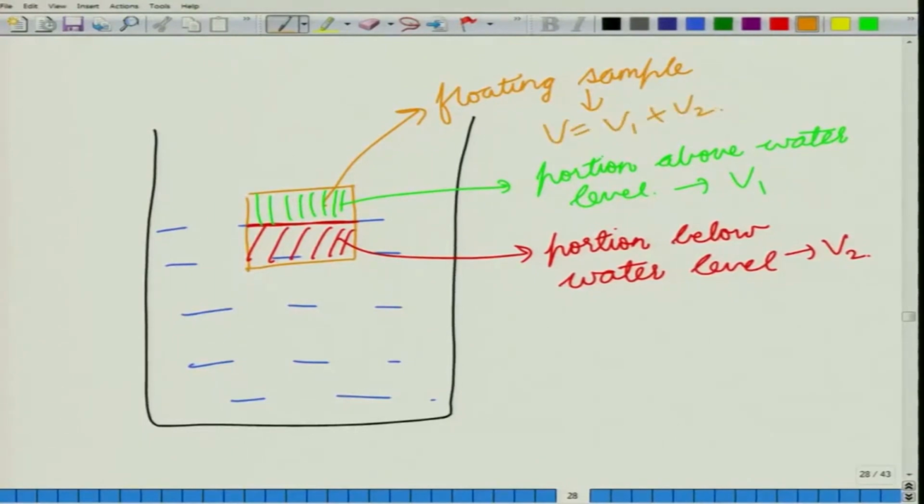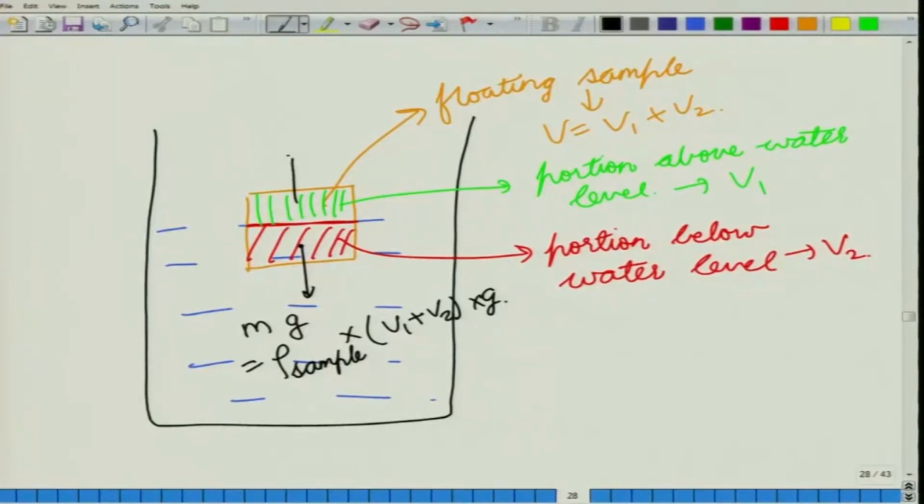Now, let us draw a free body diagram for this piece of sample. What are the forces that are acting downwards? The downward acting force is mass into g, where m is the mass of your sample. So, it is m into g. Now, m into g is given by the density of the sample, rho of sample, into its volume, which is V1 plus V2, into g. This is the force that is acting downwards.